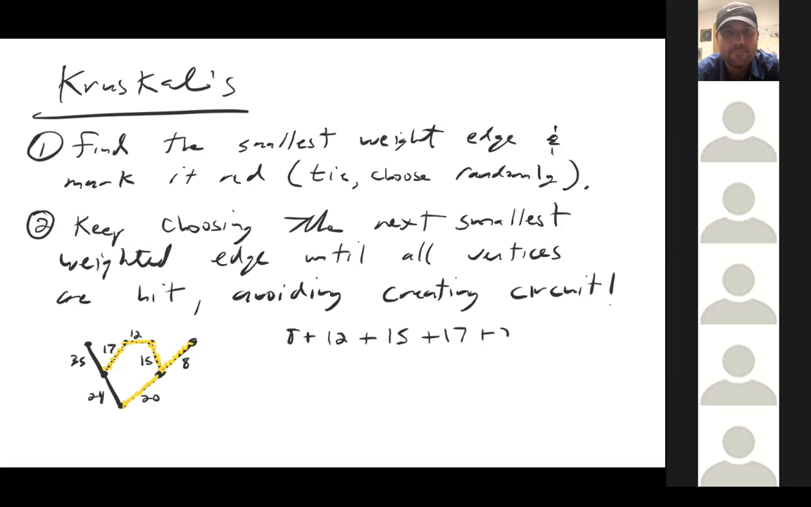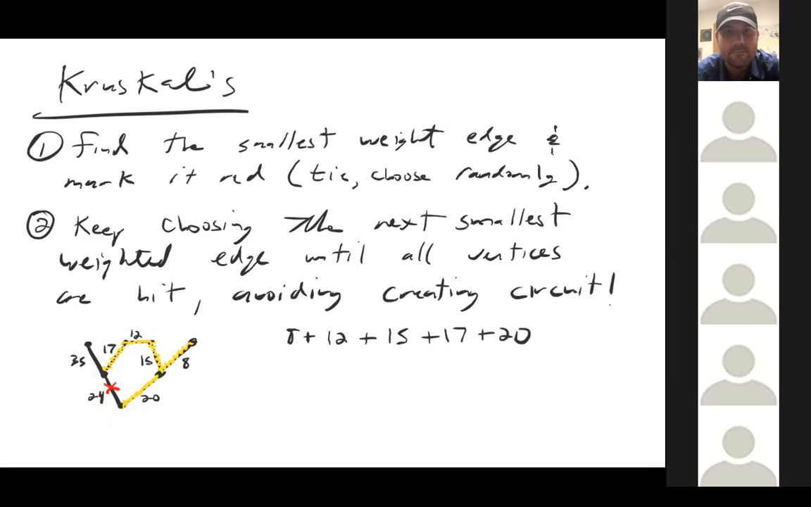Still haven't created any circuits. So the next smallest should be 24, wouldn't it? And why do I not want to pick 24? What's going to happen if I pick that 24 right there, that edge? You make a circuit. I'd make a circuit, right? Because if I go here, I've now got a circuit right there. You see that? So I don't want to pick that one. So that means I skip that one. So what I would do is I'd stick an X through that so I know I'm not going to use it.